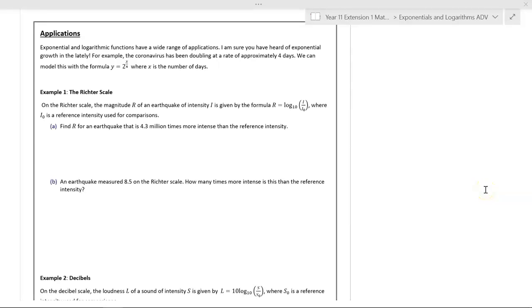Okay, so let's have a look at some more applications. We actually have been touching them throughout the exercises, but we'll look at some specific ones today. Now, relevant at the moment, let's say the coronavirus has been doubling at a rate of approximately every 4 days, so it takes 4 days to double.